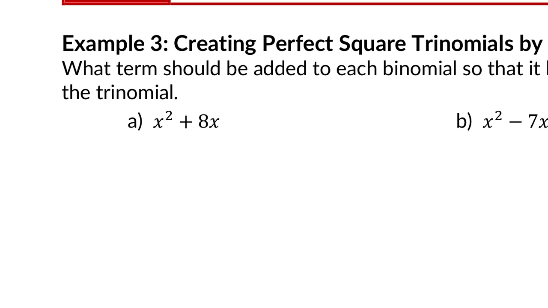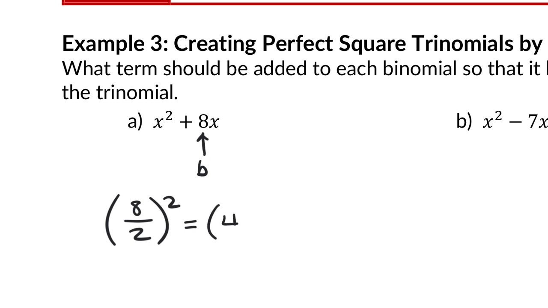In example A, I want to identify the b term here. Boom. That's the b term. B is always next to the x, chilling by itself. So I'm going to take that number 8, and I'm going to fill it into my (b divided by 2) squared formula. So this is going to be (8 divided by 2) squared. Now don't do too much. I actually want you to show each of these steps for a particular reason in a second. What is 8 divided by 2? 4. What is 4 squared? 16. That's the number I would add to both sides of this quadratic, if I were trying to solve it by completing the square. I would add 16 to both sides.